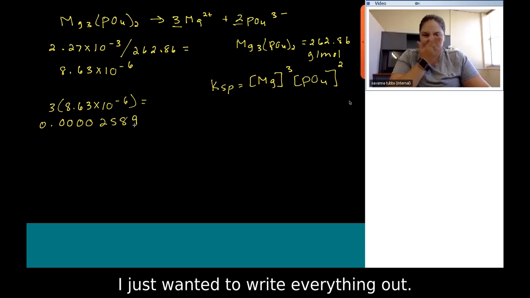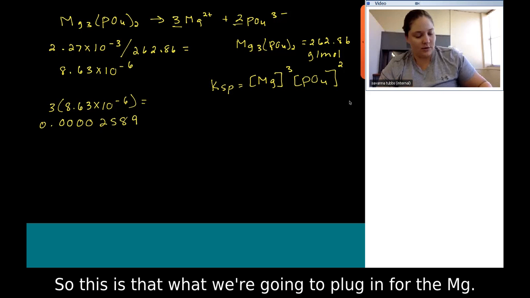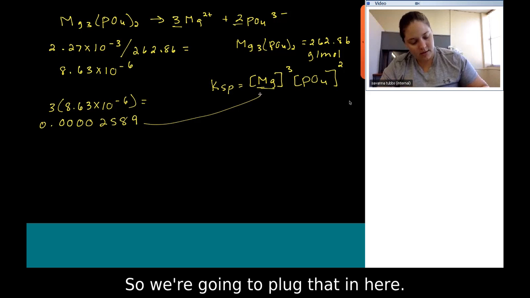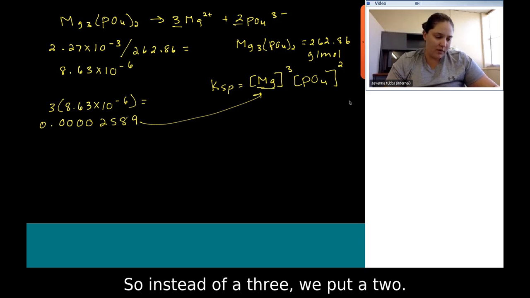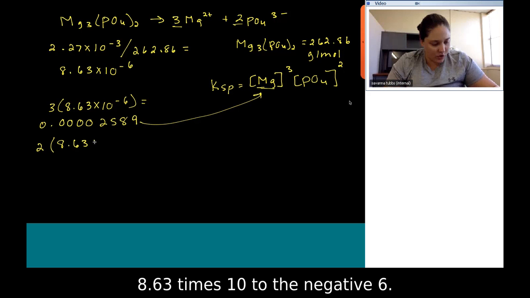It's kind of long, I just wanted to write everything out. So this is what we're going to plug in for the Mg. So we're going to plug that in here. We're going to do the same thing, but for PO4. So instead of a 3, we put a 2, times 8.63 times 10 to the negative 6.